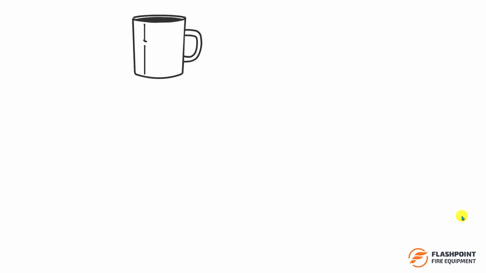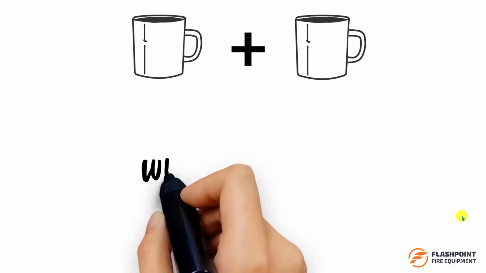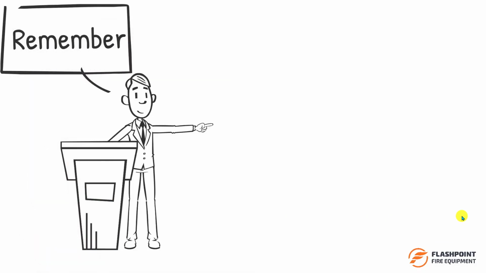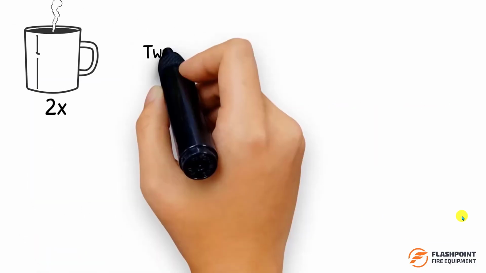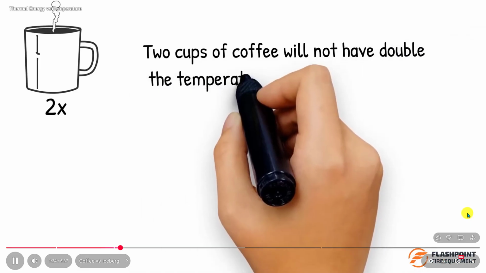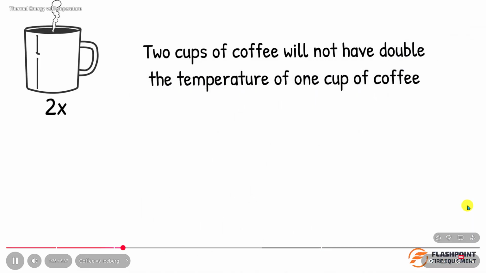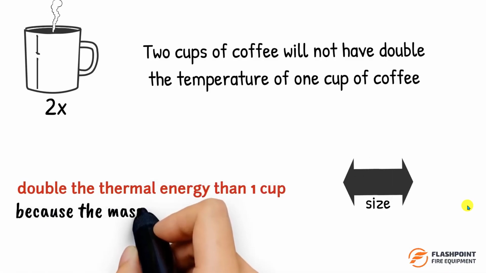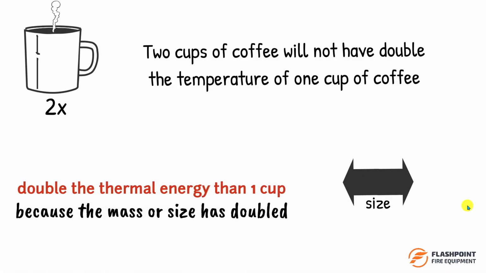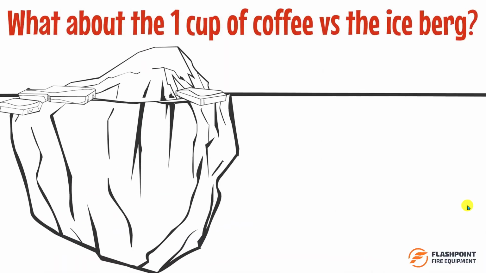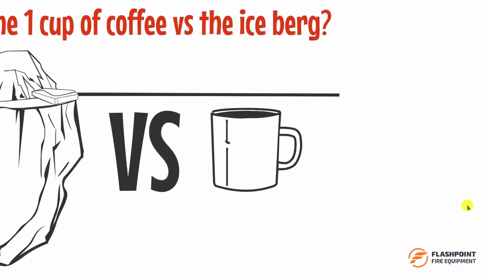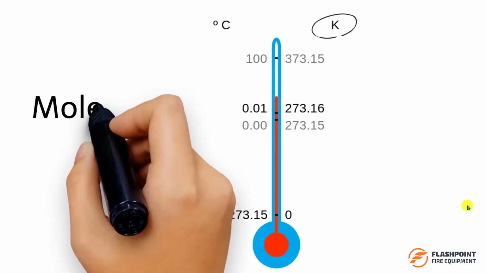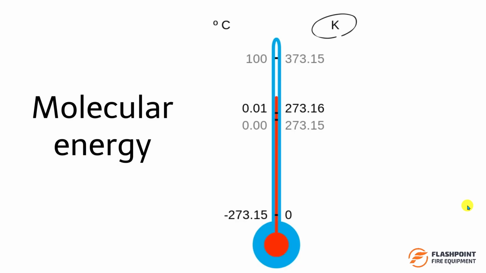Let's start by comparing 1 cup of coffee to 2 cups of coffee. What doubled, temperature or thermal energy? Remember, temperature measures the average kinetic energy. 2 cups of coffee will not have double the temperature of 1 cup of coffee. But 2 cups will have double the thermal energy than 1 cup because the mass or size has doubled. Now what about the 1 cup of coffee versus the iceberg? Remember that all substances above absolute zero, that is 0 degrees Kelvin, have molecular energy.